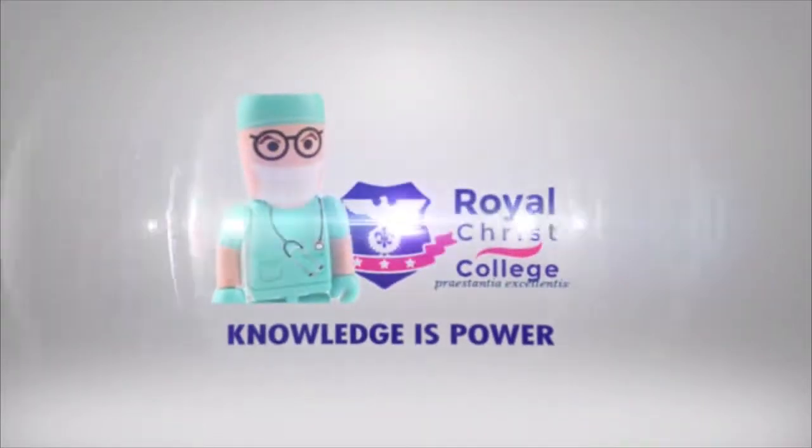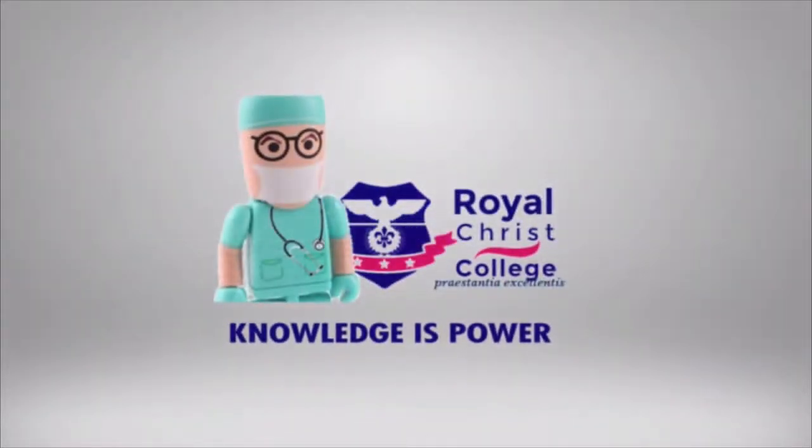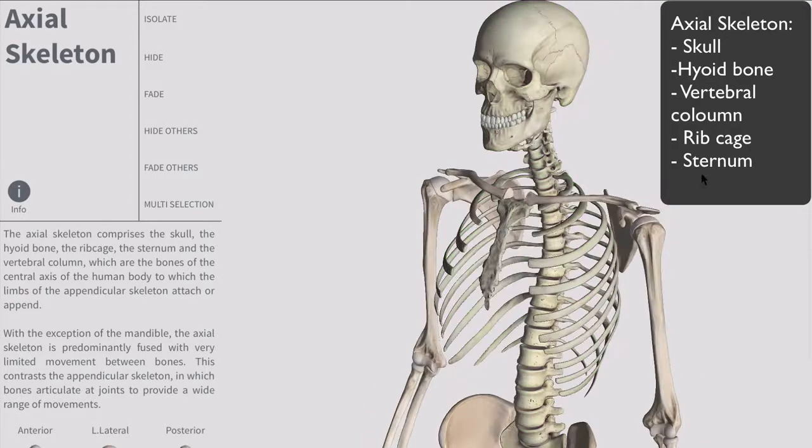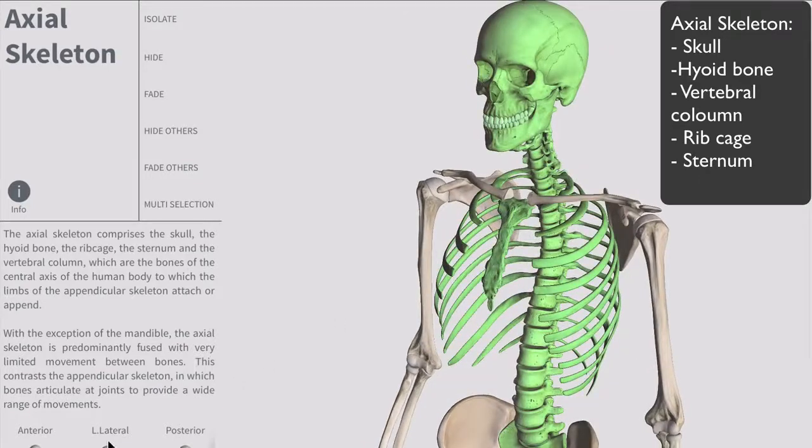Hello guys, my name is Matthew Jones, and today we're going to be looking at the axial skeleton. The axial skeleton is what's highlighted as green on the screen, and it consists of the skull, the hyoid bone, vertebral column, rib cage, and the sternum.